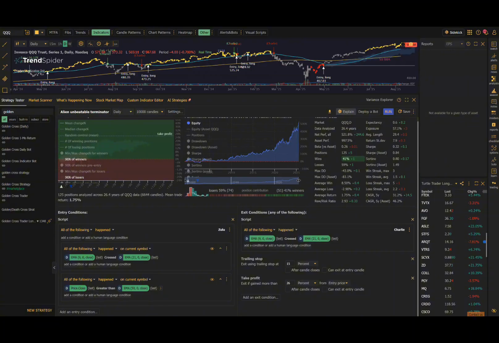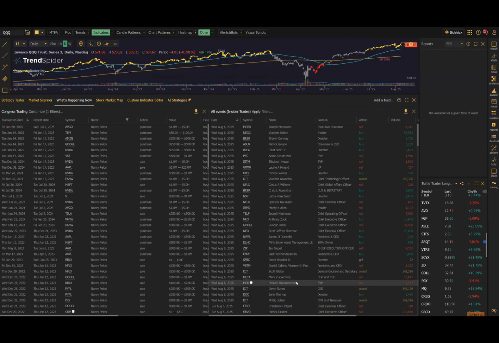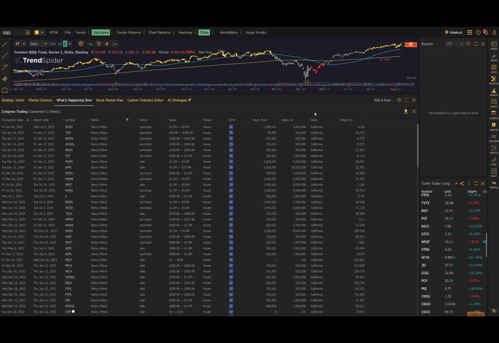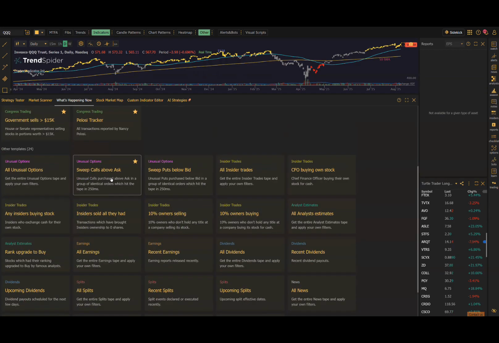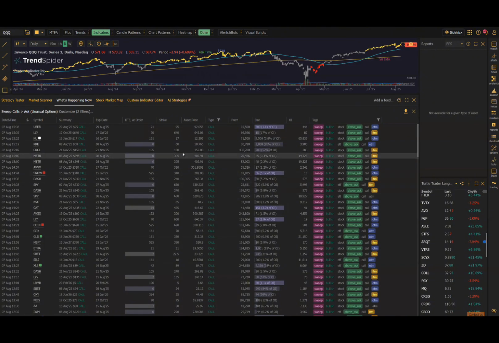But anyways, the next thing I want to do is cover a little bit more on the What's Happening Now tab that we have. So we're always adding stuff in here. And if you see right here, we have tons of stuff that you can see, from unusual options. You can see sweep calls above the ask. And what that means is that people are buying calls above the highest price, which is generally abnormal, obviously unusual. And you can see all of that data here.